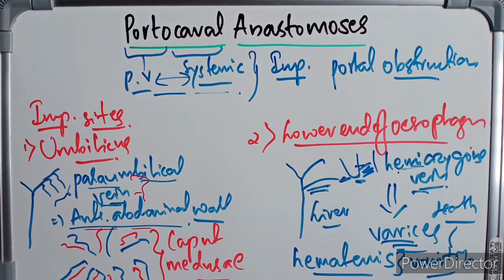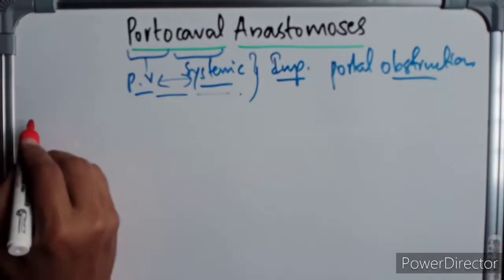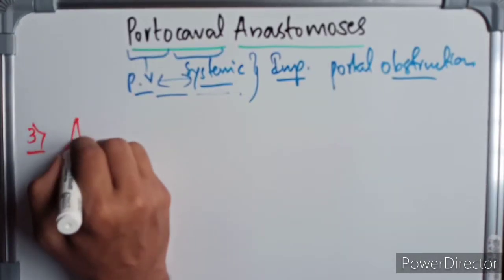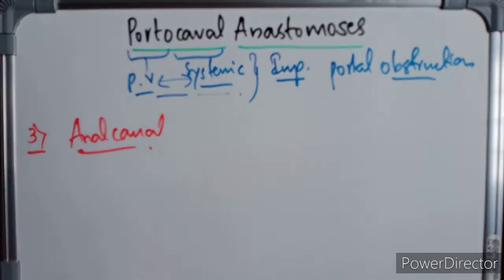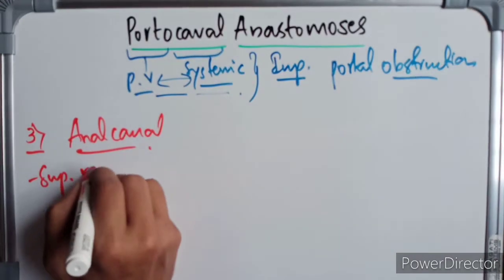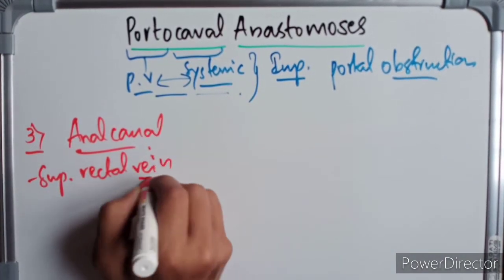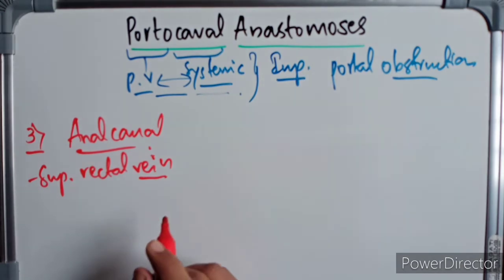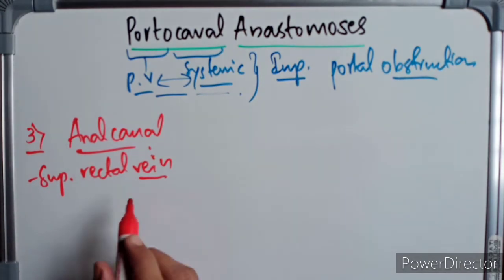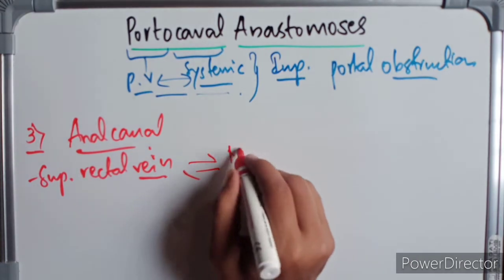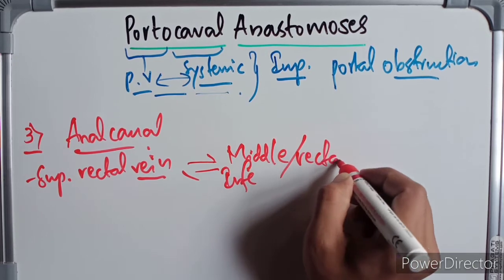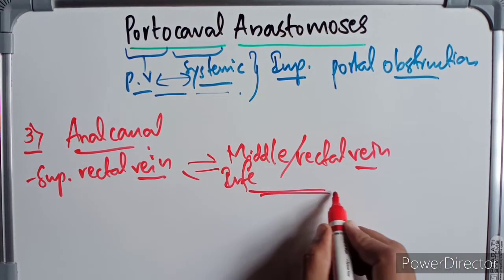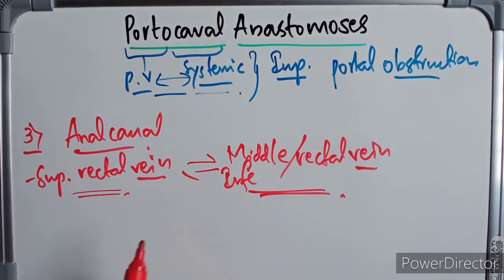Coming to another important channel, which is around the anal canal. The third important site of the Portocaval anastomosis is the anal canal. Here the superior rectal vein will ultimately drain into the portal vein, and it will anastomose with the middle and the inferior rectal veins. So this forms the systemic venous channel, and this forms the portal venous channel. The anastomosis between these two forms the Portocaval anastomosis.